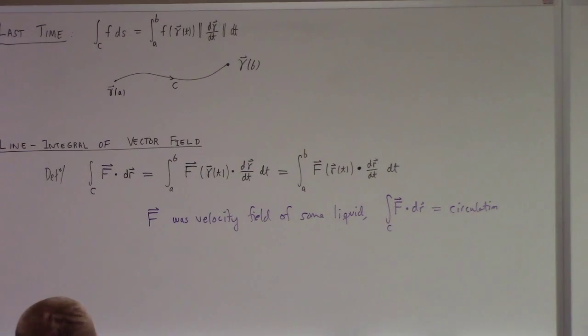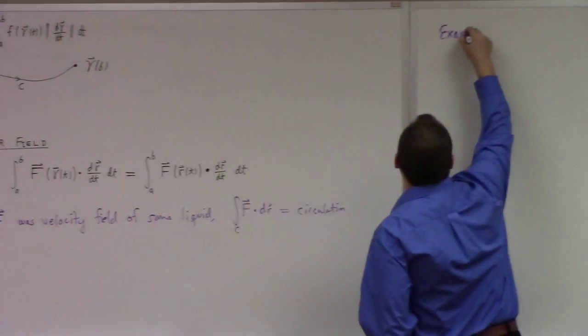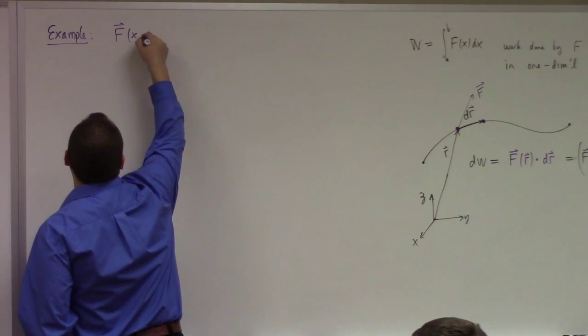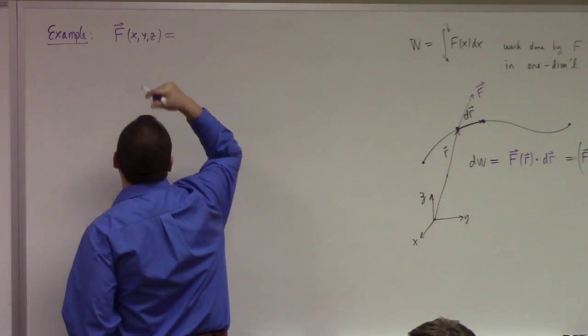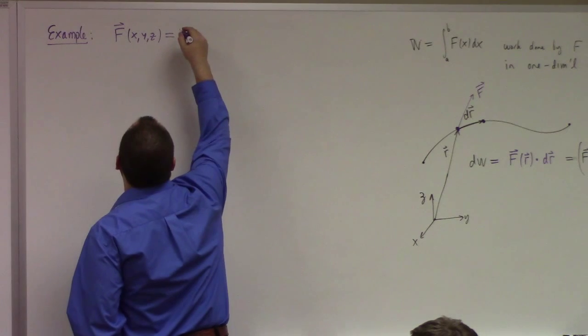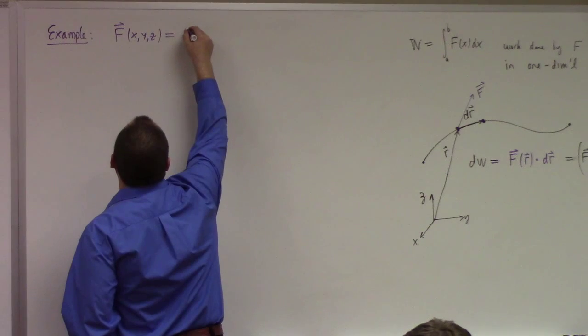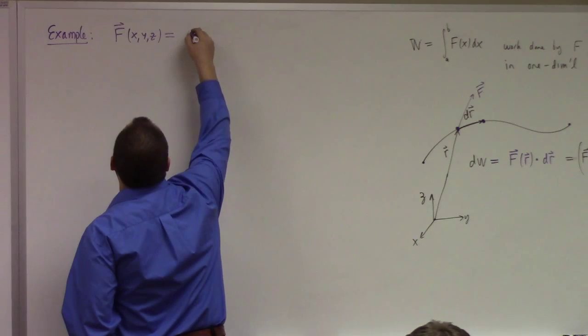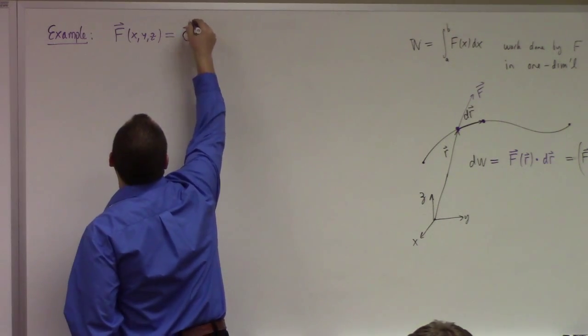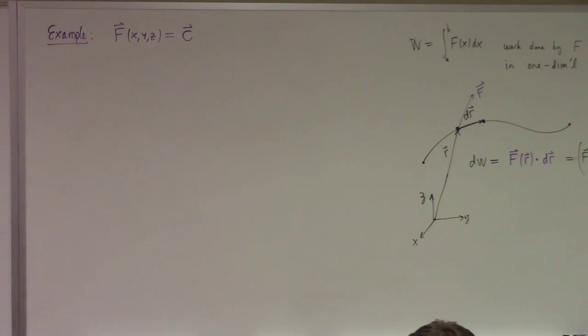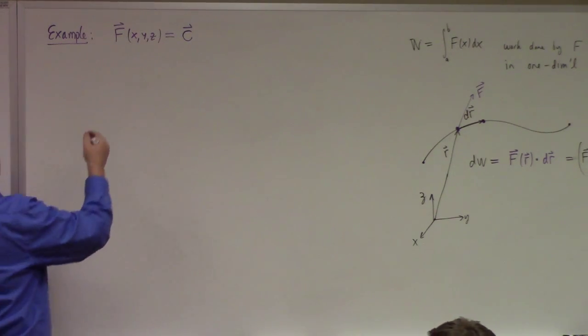So let's look at an example. I'll do a really simple example to start with. So let's look at the vector field F of x, y, z equals, let's say, what we got? The simplest example to do would be a constant field. What if you have just a constant vector for your force field? What's the line integral give you?